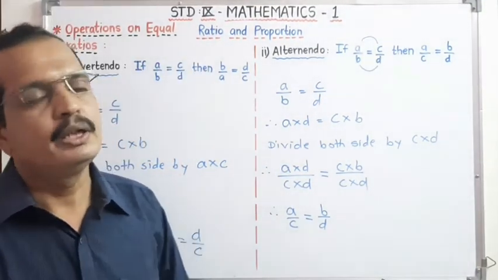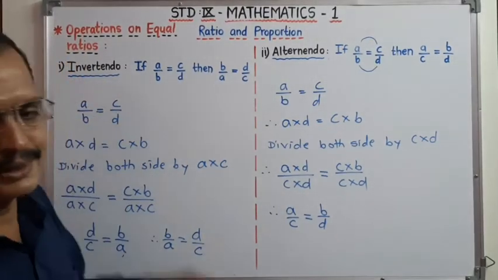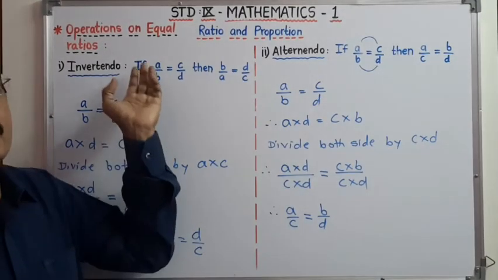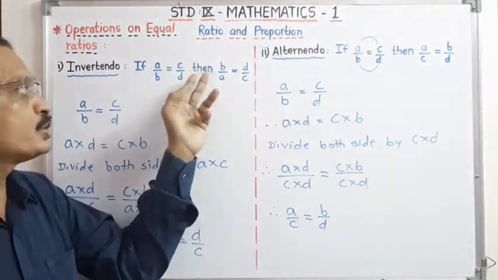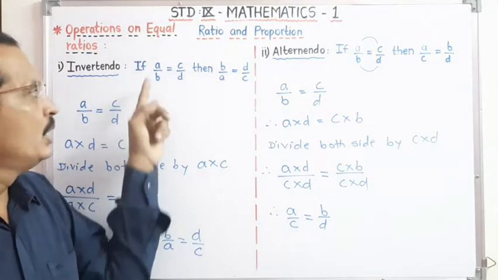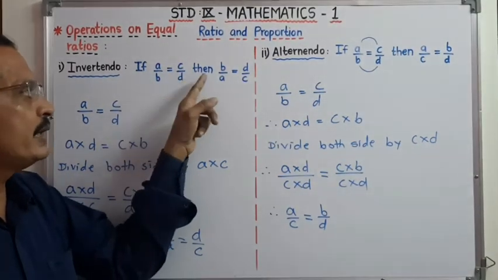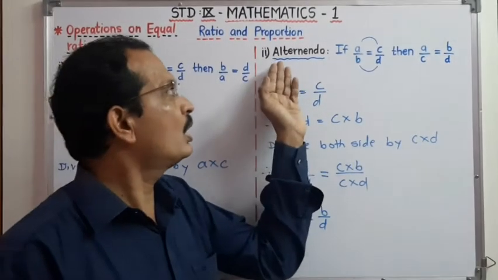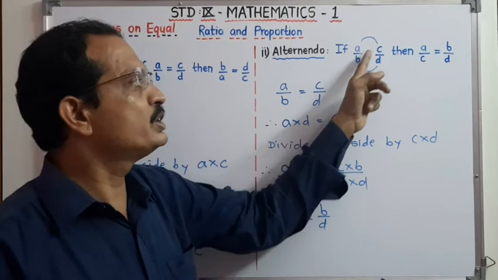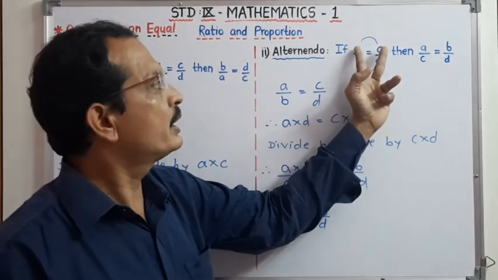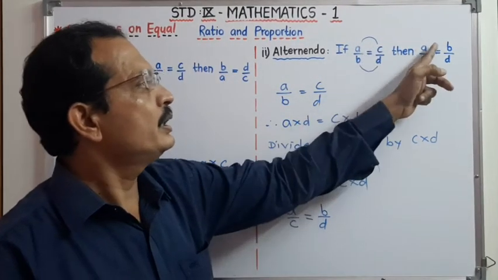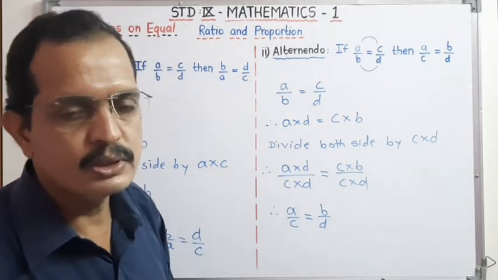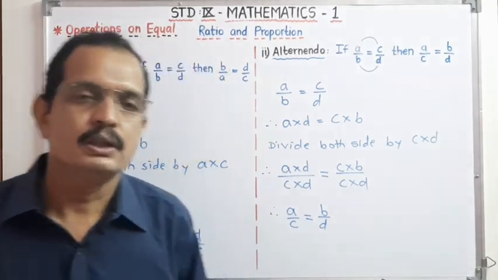Therefore dear students, here we completed the first property, that is Invertendo: if two ratios are equal, then the inverses of those two ratios are also equal. A upon B is equal to C upon D, then B upon A is equal to D upon C. Same thing for Alternendo. Here A upon B is equal to C upon D, then the ratio of A and C is equal to the ratio of B and D. Now dear students, we have to see the other three properties.